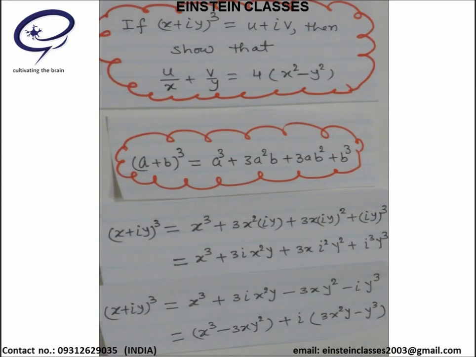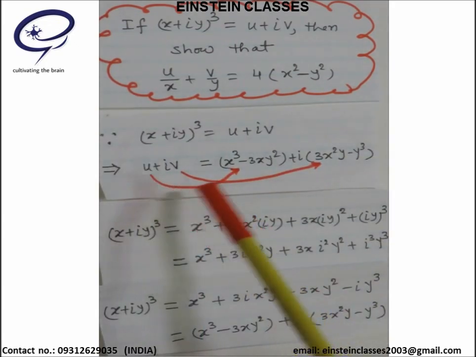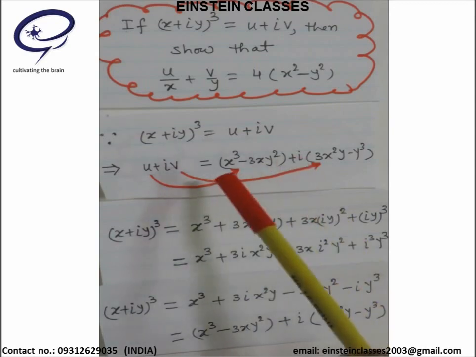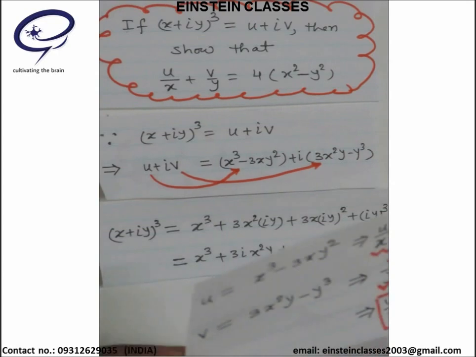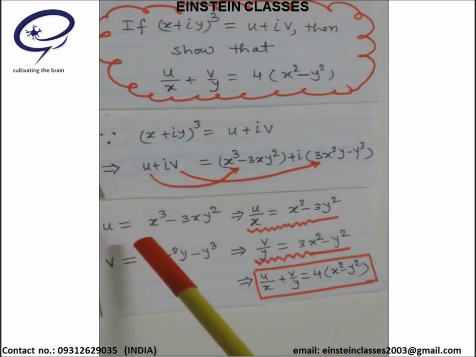Now, according to the problem, (x + iy)^3 equals u + iv. That means this will be equal to u + iv. Hence, using the concept of equality of two complex numbers, we can write that this one will be u and this one will be v. That means u will be equal to x^3 - 3xy^2 and v will be equal to 3x^2 y - y^3.